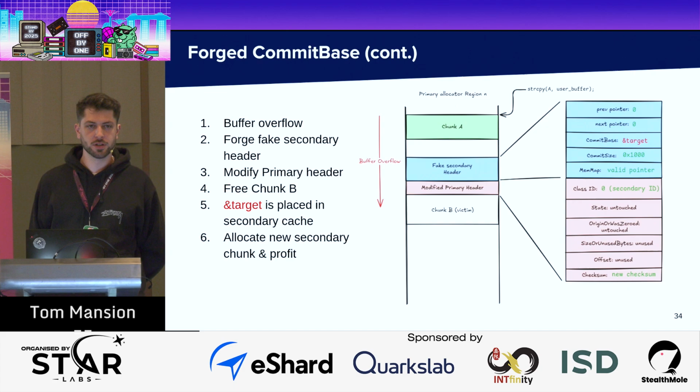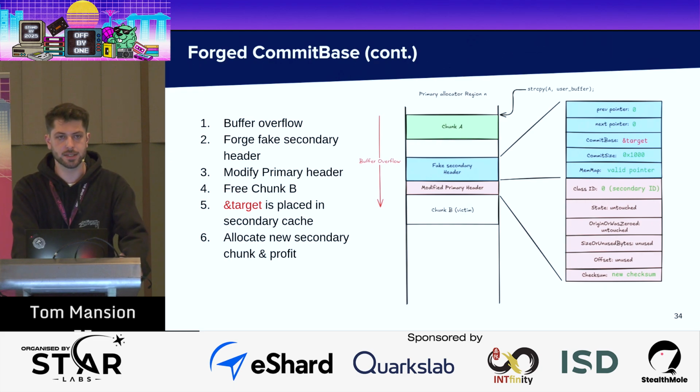because basically when you free a secondary chunk, Scudo will read its header, take the commit base address, and store that address in an array, and then later on when you allocate another secondary chunk, it will just take the address from that array. For the rest, it doesn't really matter, but we also have to modify the primary header to set its class ID to 0, which is the class ID of secondary chunks, and thus we have to be able to compute the checksum again. So once we free this chunk B, the address of the target is placed in the secondary cache. The next allocation in the secondary allocator will return a chunk at this address, and we can profit.